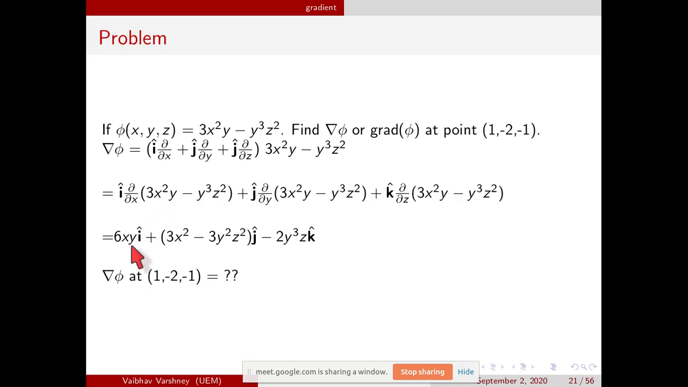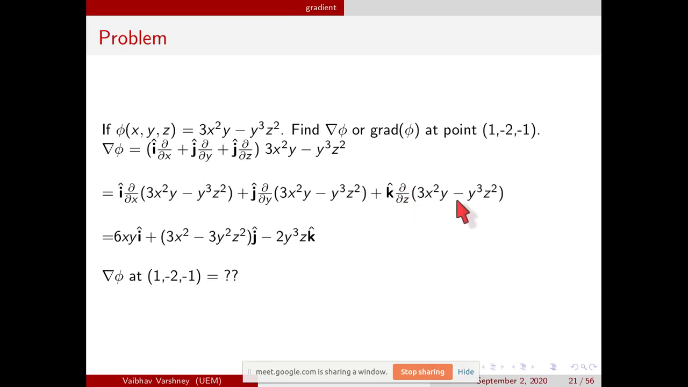6xy minus 0. So the first term is 6xy i cap. Similarly, del by del y operates on both terms because both terms include y. When it operates on the first term, del y by del y is equal to 1 and only 3x square remains. Minus, when it operates on the second term, the derivative of y cube is 3y square, so it will be 3y square z square z cap. This is the second term.